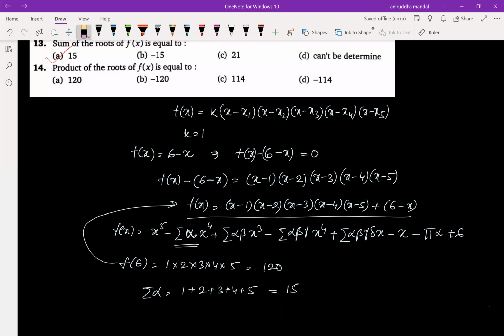So this is minus of minus b by a. So this is already minus is there. So this is 15. And last is the product. Product is this already. We have found out. Product is this 120. So product is A.